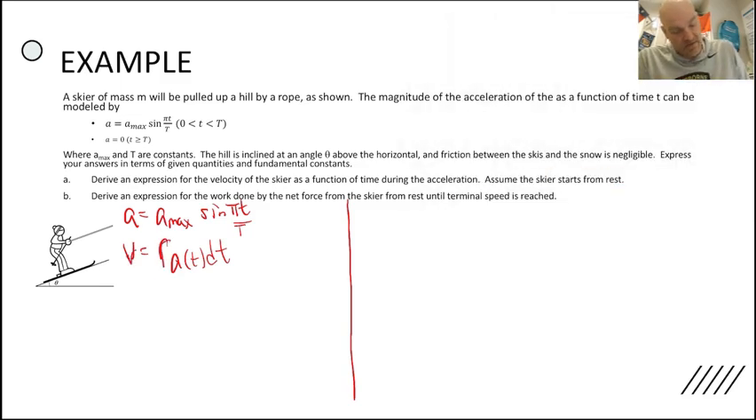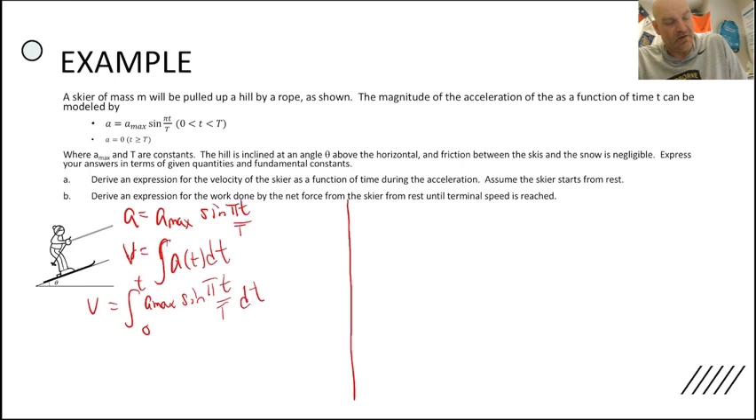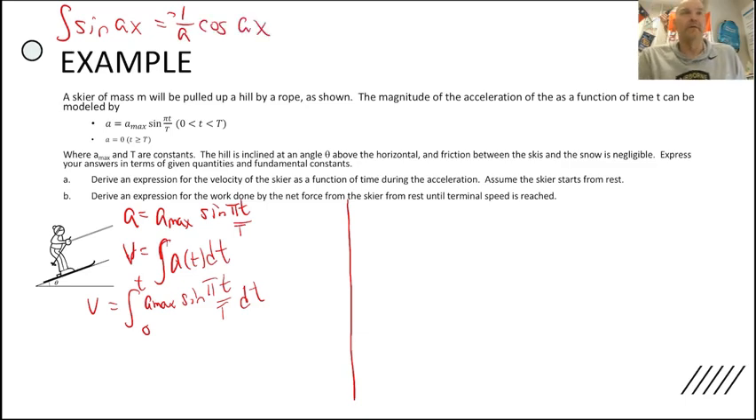Sorry, I erased half of that there. So velocity is equal to the integral from 0 to t of a max sine pi t over T dt. Okay, and so now we do our integral. So the integral of sine ax is going to be negative 1 over a cosine ax. Okay, that is on your formula sheet. You don't have to memorize it.